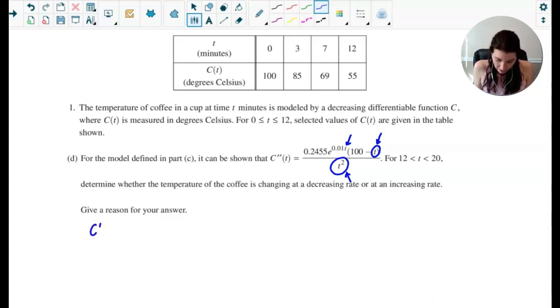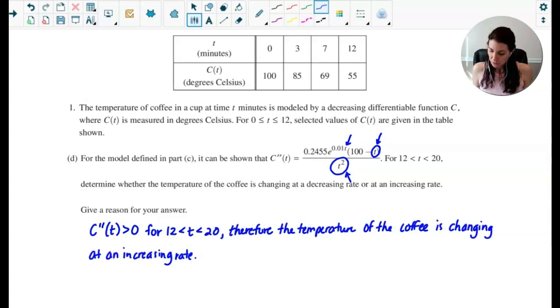So I'm going to write that c double prime of t is always positive, or greater than 0, for time values between 12 and 20. Therefore, the temperature of the coffee is changing at an increasing rate, since the second derivative from 12 to 20 will always be positive. So that's it.